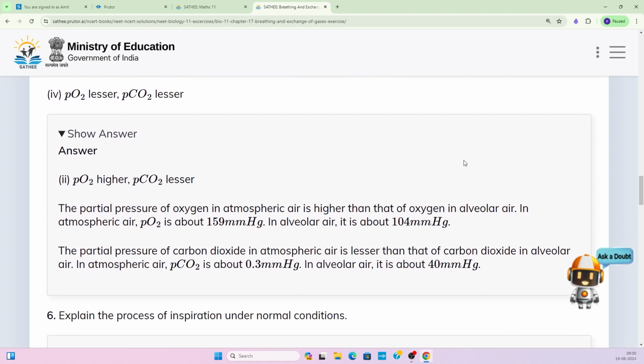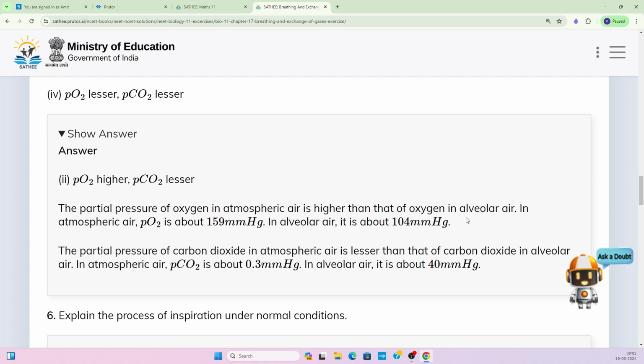So here you can see the answer. The partial pressure of oxygen is higher and the partial pressure of carbon dioxide is lesser. So the partial pressure of oxygen in the atmosphere is higher than that of the oxygen in the alveolar region.